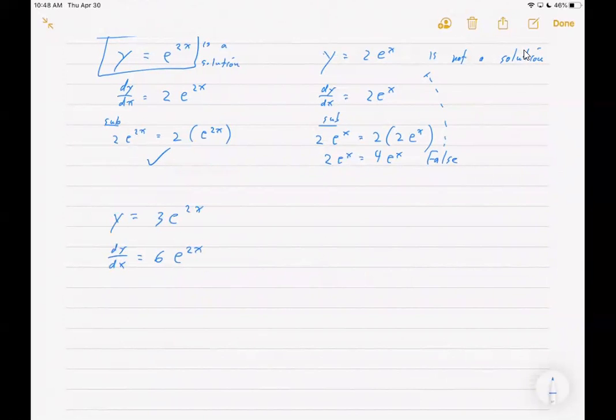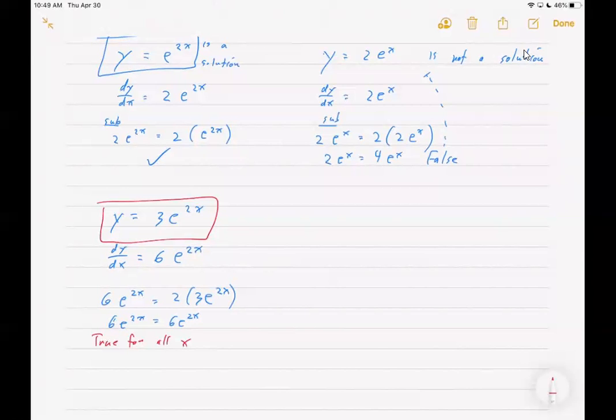All right, so we substitute into our differential equation. 6e^(2x), which is dy/dx, is supposed to equal 2y, 2 times 3e^(2x). All right, and sure enough, 6e^(2x) equals 6e^(2x) for every possible value for x. Now, an important thing here is it must be true for all x, not just coincidentally true at one value of x. This must be true for all x to say that y equals 3 times e^(2x) is a solution for all x values.